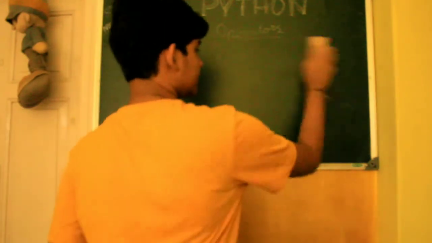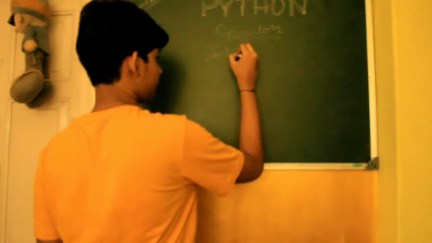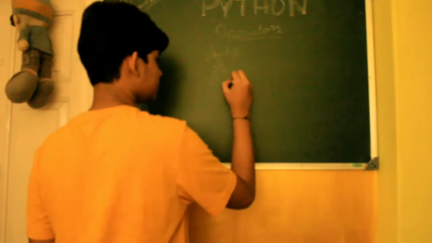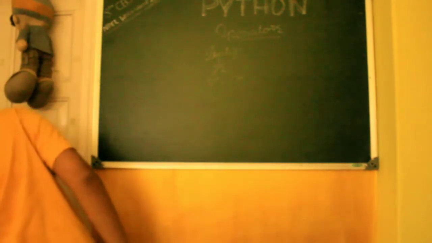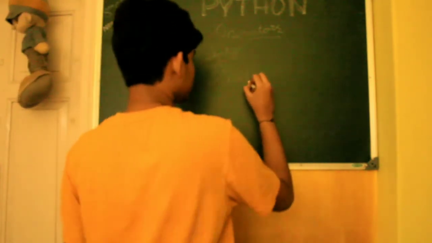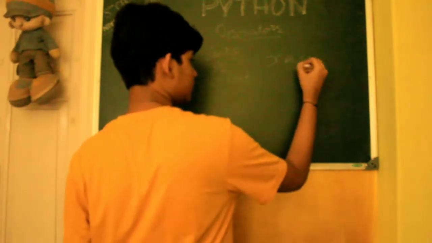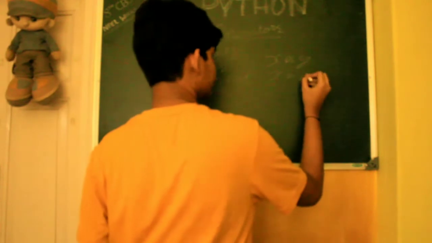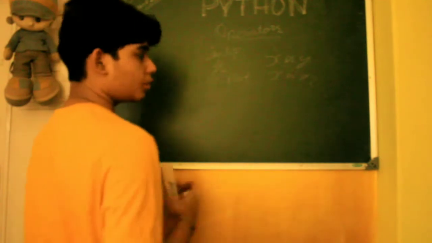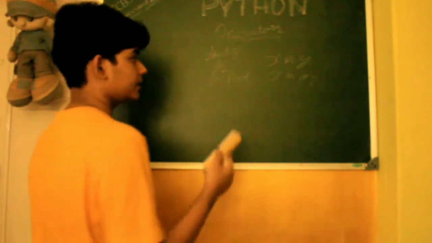So now we have identity operators. Identity operators basically include is and is not. So is basically specifying the variable, telling x is y or x is not y. That's a simple type of operator. It's used to define what the variable is. So that is basically what identity operators are.